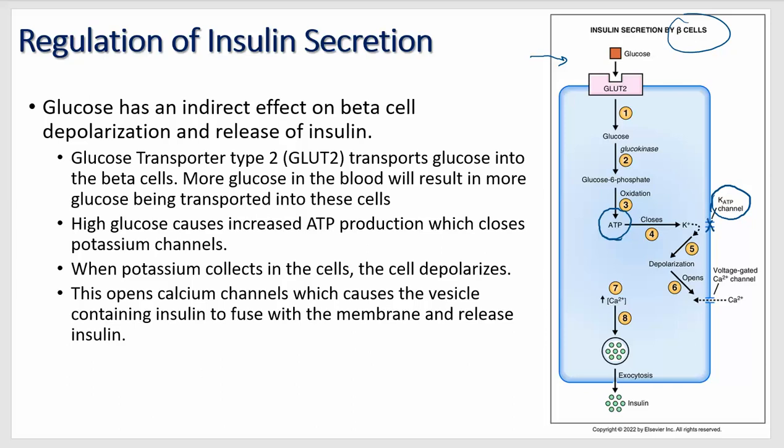Another thing we know about this potassium channel is that potassium is constantly leaking out of the cell. And we know that potassium is positively charged, so the inside of the cell is negative and the outside of the cell is comparatively positive, so it's polarized. If you stop this channel from allowing potassium out, then you have potassium building up inside.